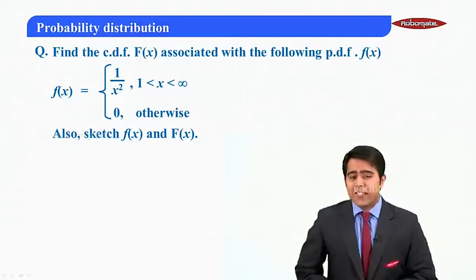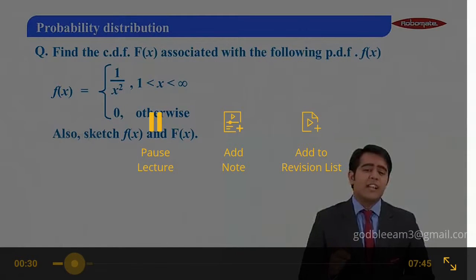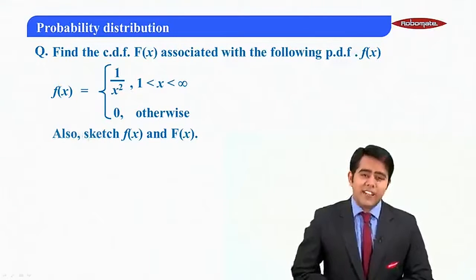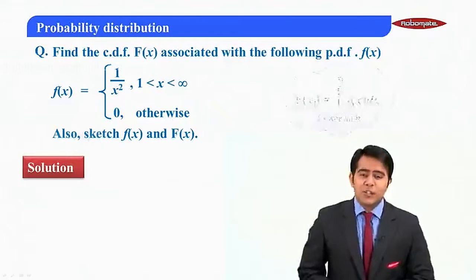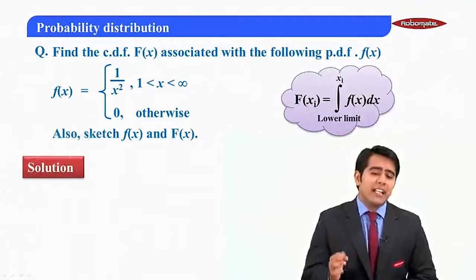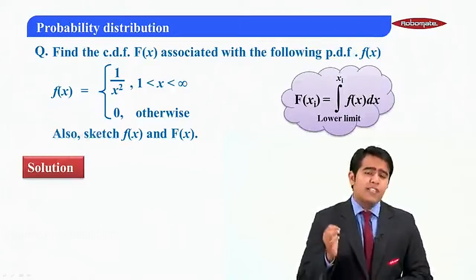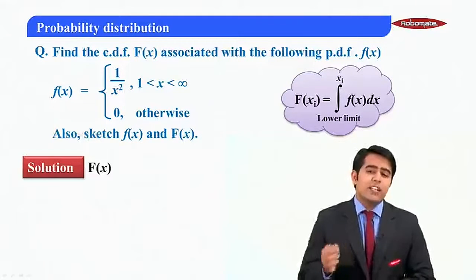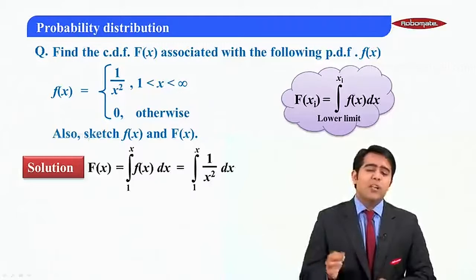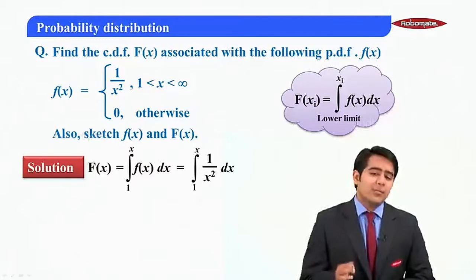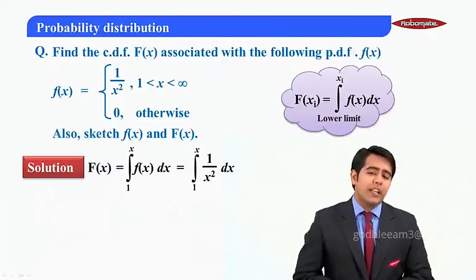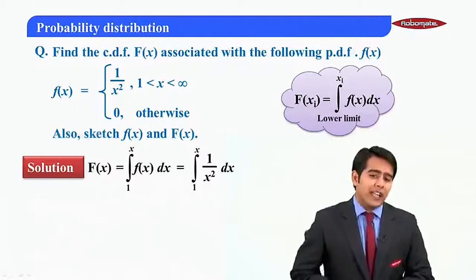Also sketch f of x and capital F of x, that is we have to sketch the graph of PDF and CDF as well. So moving with the solution here, capital F of x, that is CDF, is given by integral from lower limit to x of f of x dx. So here I can write F of x is equal to integral 1 to x f of x dx, which is simply equal to integral 1 upon x square dx from 1 to x.